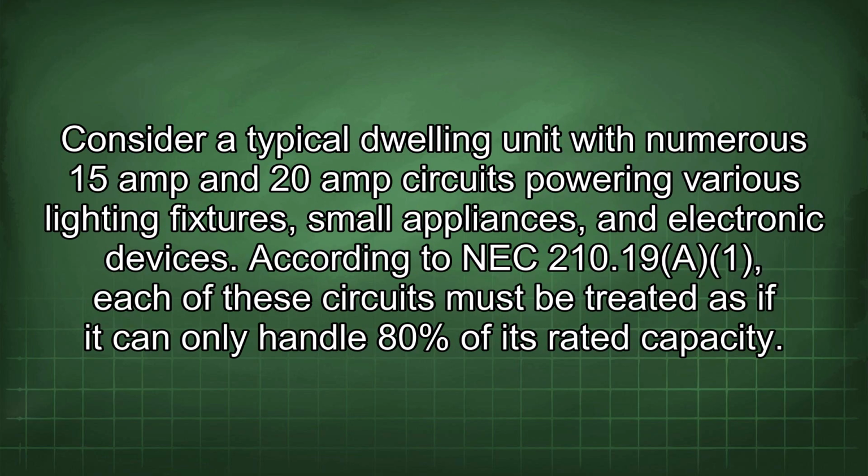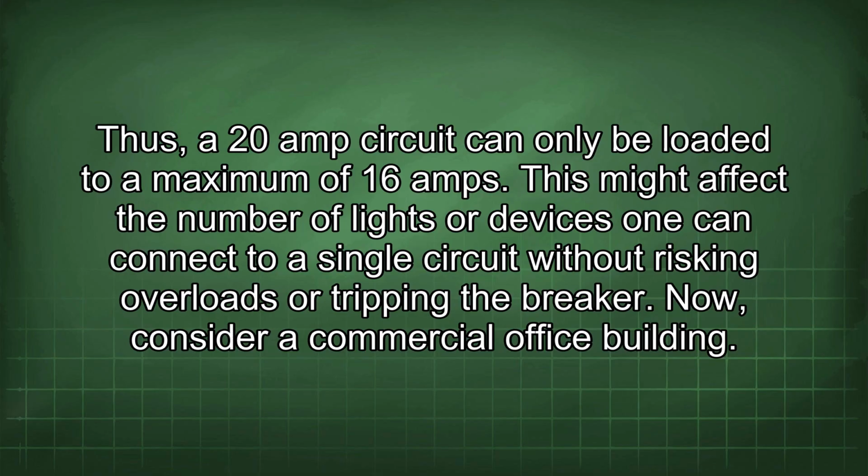Consider a typical dwelling unit with numerous 15 amp and 20 amp circuits powering various lighting fixtures, small appliances, and electronic devices. According to NEC 210.19(A)(1), each of these circuits must be treated as if it can only handle 80% of its rated capacity. Thus, a 20 amp circuit can only be loaded to a maximum of 16 amps. This might affect the number of lights or devices one can connect to a single circuit without risking overloads or tripping the breaker.